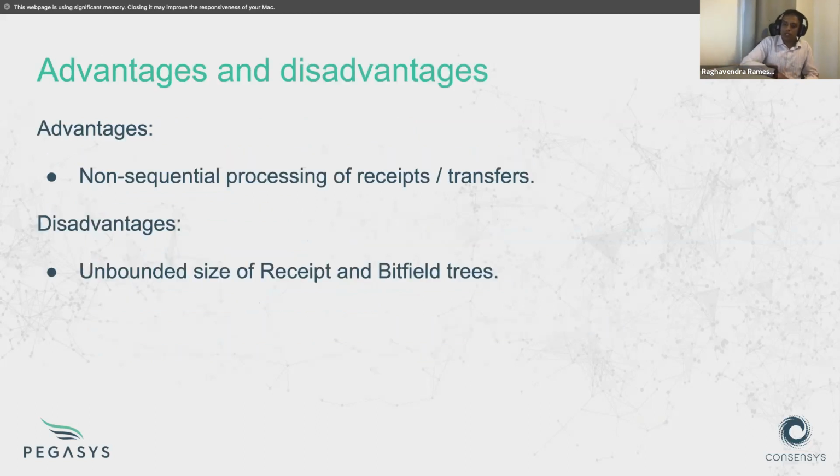So the main advantage from the previous approach is the non-sequential processing of receipts. So the block proposer does not have to wait for a specific receipt. It can include whichever receipt it wants to include in the block. The disadvantage is that the receipt tree and the Bitfield tree have to be maintained. We do kick out the entries in the Bitfield trees and the receipt trees once the processing is complete, but there is no size limit on these trees. It depends on the pending receipts that are out there, which is unbounded. So this is the major disadvantage.